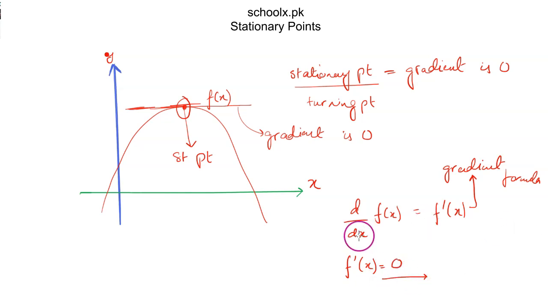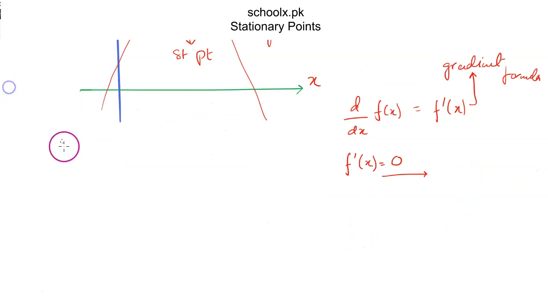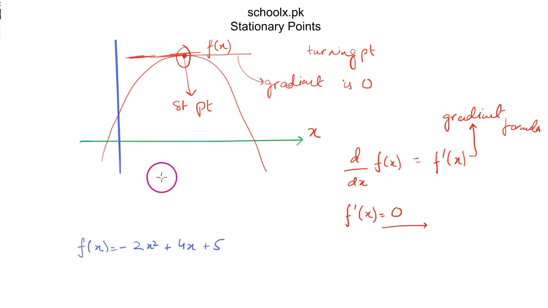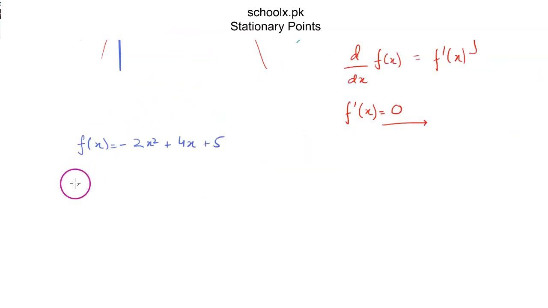Let's do an example. Let's say the curve right here is f of x equals negative 2x squared plus 4x plus 5. Now they have asked us to find the stationary point of this curve. They have asked us to find this point right here, right? So now we know that the gradient of this point is 0. So if I take the first derivative of this equation, I'll get negative 4x plus 4, right?